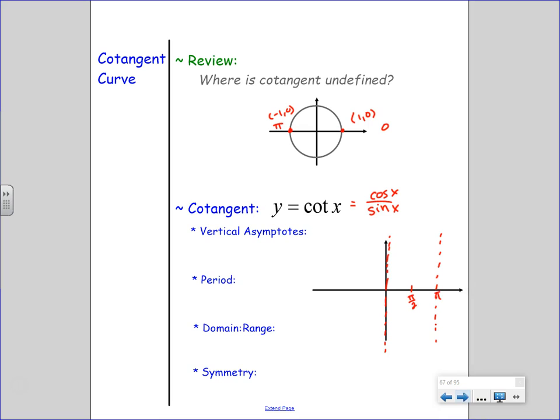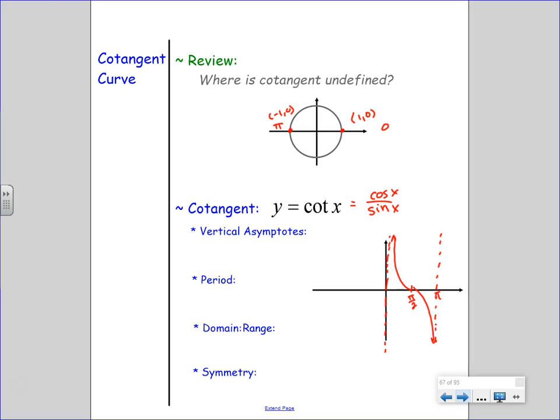Sideways? No, not sideways. Because then cotangent would be undefined. Cotangent is the reciprocal of tangent. Tangent was growing this way. When tangent is getting higher, cotangent, 1 over higher, is actually getting lower. And over here, where tangent was getting higher, cotangent's getting lower. The 1, 2, 3 is going the other way.